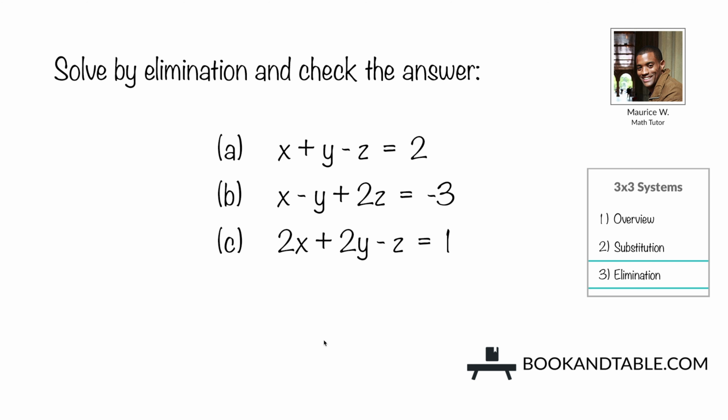step. So you'll be asked to solve by elimination and check the answer. Equation A, x plus y minus z is equal to 2. Equation B, x minus y plus 2z is equal to negative 3. In equation C, 2x plus 2y minus z is equal to 1.